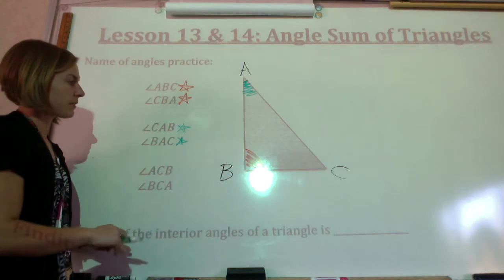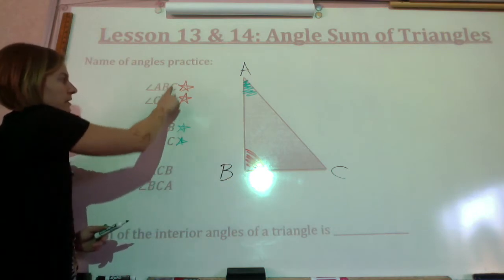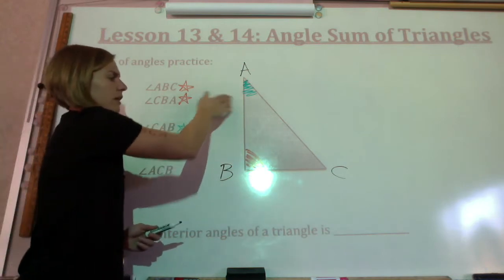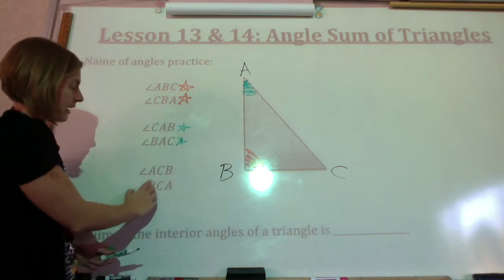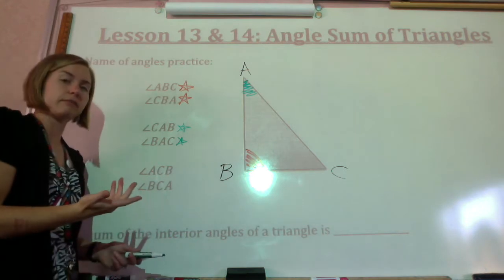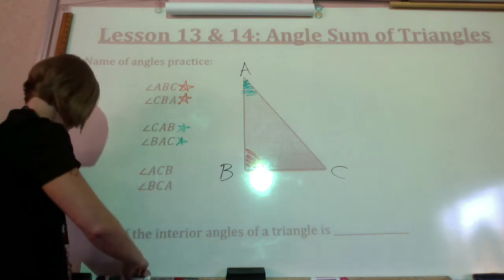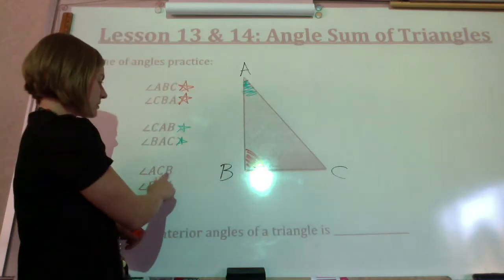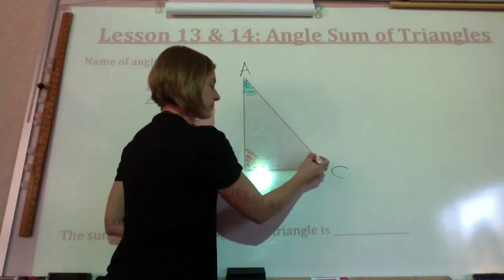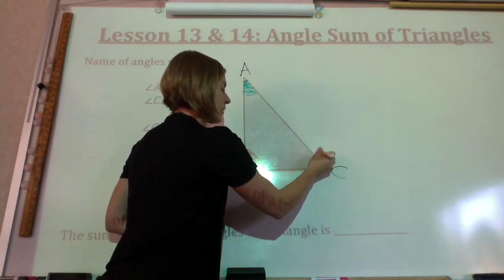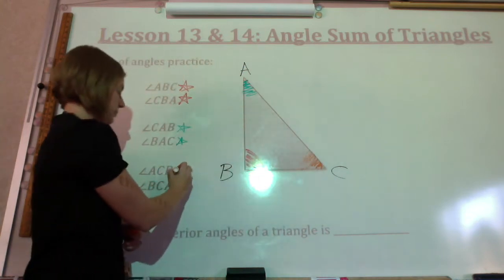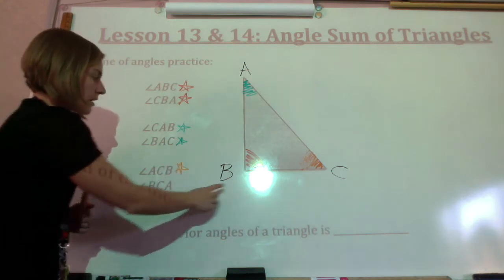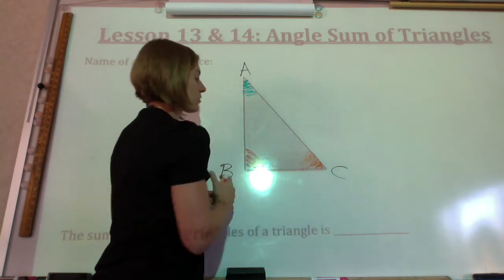You might be noticing something. Here we have B in the middle, which was this one. Here we have A in the middle, and that was angle A. So thinking about these ones that have C in the middle, that's going to be angle C. So ACB is this orange angle down here. Of course, you can be color coding them a different way if you would like to. And then angle BCA is also this one down here.